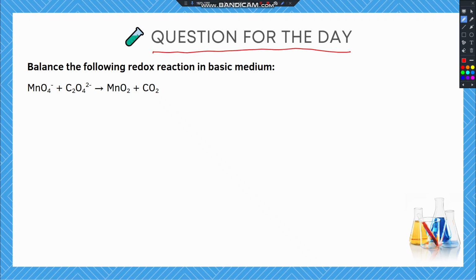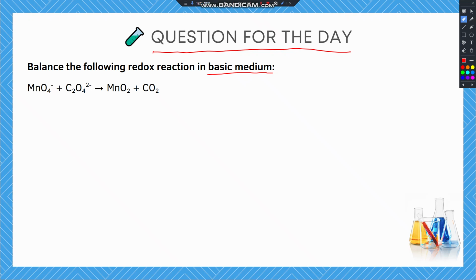On today's episode of Question for the Day, we are looking at the concept of balancing a redox reaction in the basic medium. Okay, so we have this question on the screen right now. We're going to take it step by step and then we'll have our final answer.